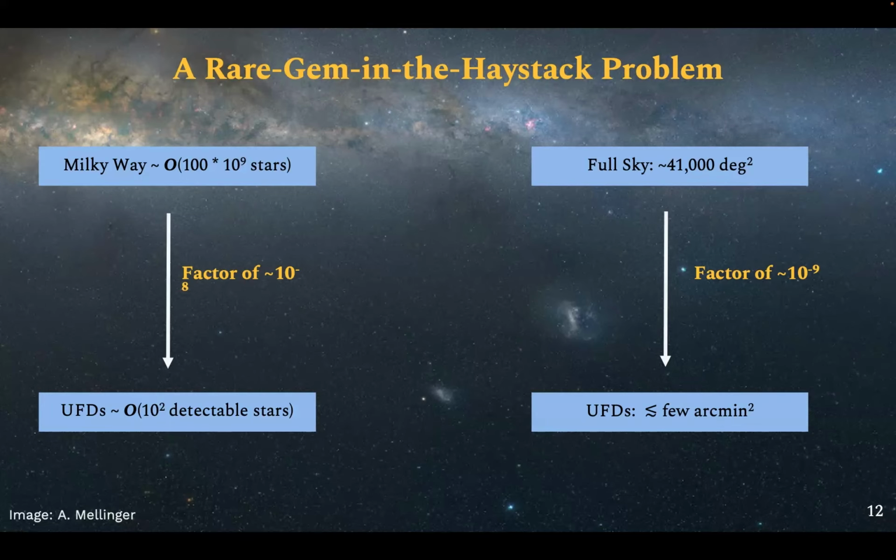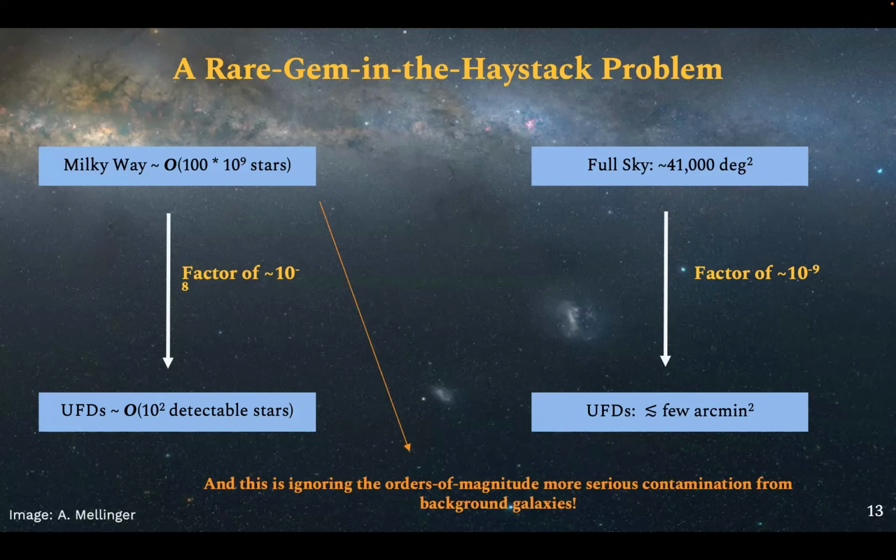You can pose the same sort of statement in terms of angular area. The full sky is something like 40,000 square degrees. But the UFDs, the ultra-faint dwarf galaxies we're looking for, are something like a few arcminutes squared or smaller. And so that's about a factor of 10^9 in spatial area we have to comb through to find these faint galaxies.